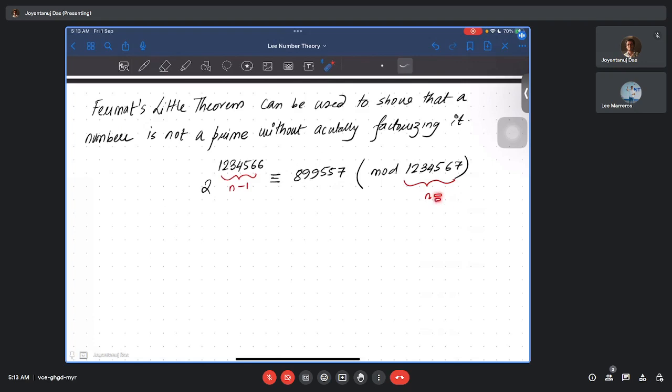Because if n was some prime p, then by Fermat's little theorem, I know that 2 power p minus 1 is congruent to 1, right? But here it is not equal to 1, right? So from here we can conclude that this number cannot be prime.